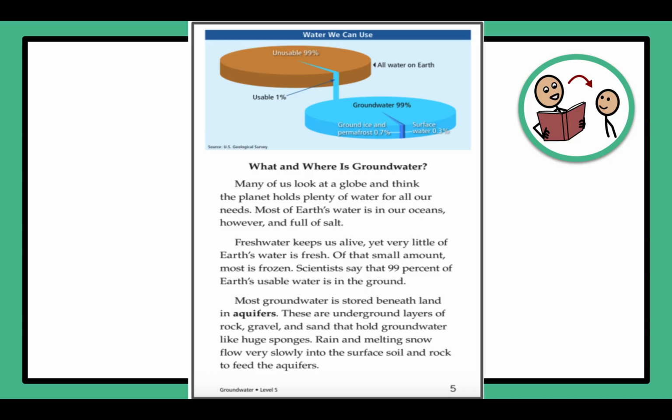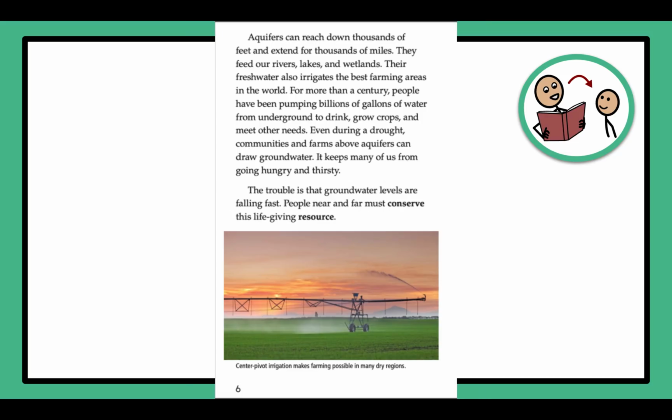Most groundwater is stored beneath land in aquifers. These are underground layers of rock, gravel, and sand that hold groundwater like huge sponges. Rain and melting snow flow very slowly into the surface soil and rock to feed the aquifers. Aquifers can reach down thousands of feet and extend for thousands of miles. They feed our rivers, lakes, and wetlands. Their fresh water also irrigates the best farming areas in the world.